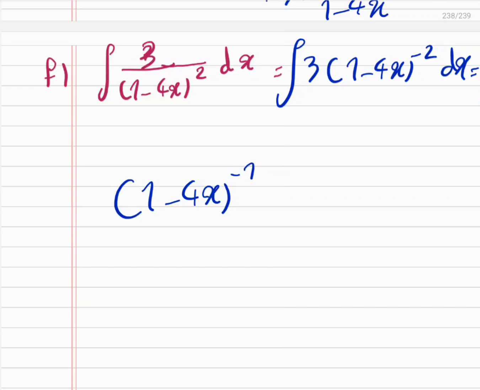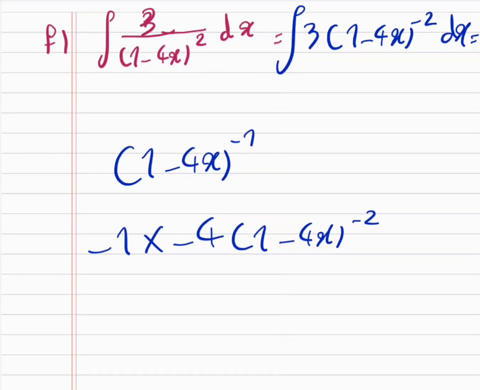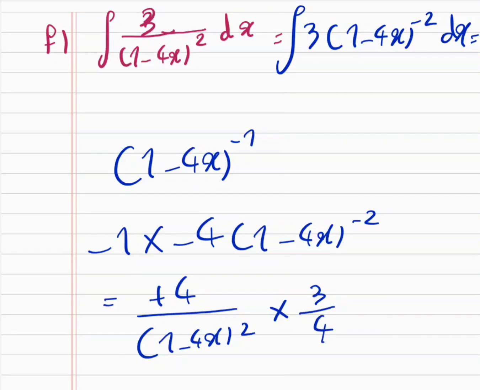Now again, we just need to adjust and see if this is correct. If we differentiate, we'll get minus 1 times minus 4 times 1 minus 4x to the power of minus 2. As you can see, this is equal to plus 4 over 1 minus 4x squared. When we compare this, the denominator is exactly the same. Again, this constant of 4 is something we don't want. We want to have 3. So we just need to multiply this by 3 over 4. Therefore, all we need to do is have this 3 over 4, and that basically gives us the answer.